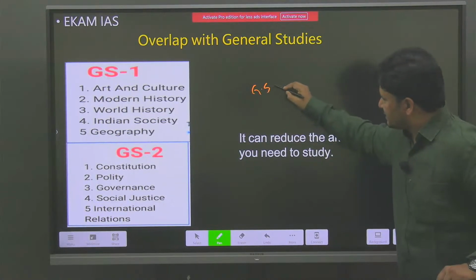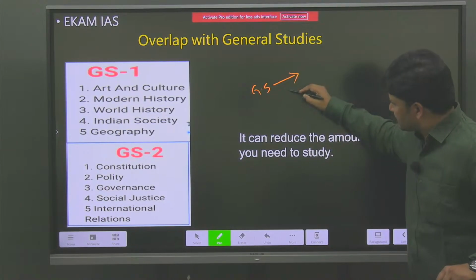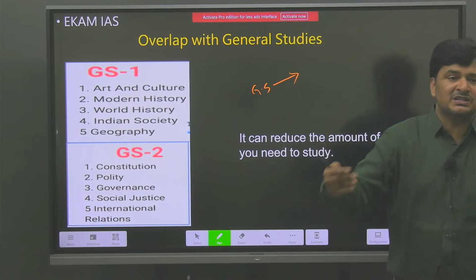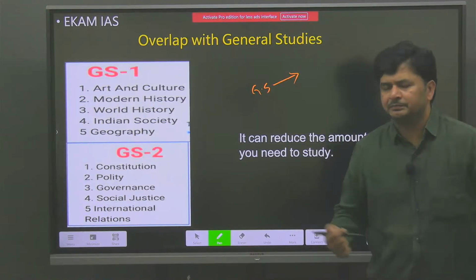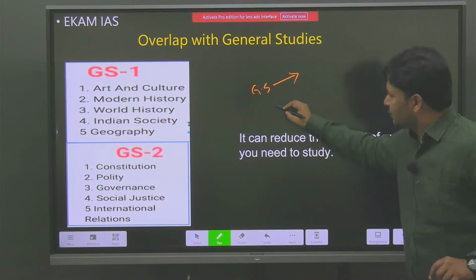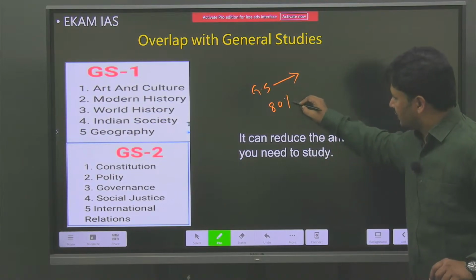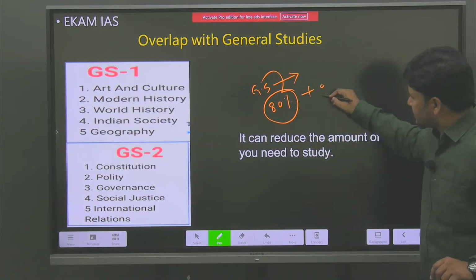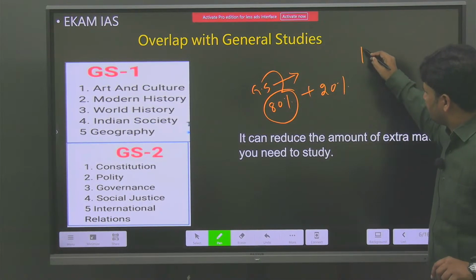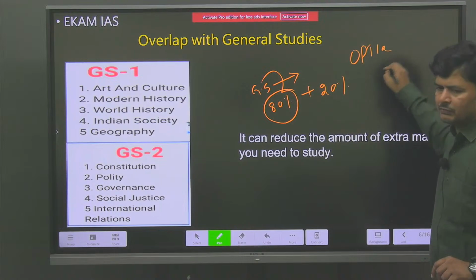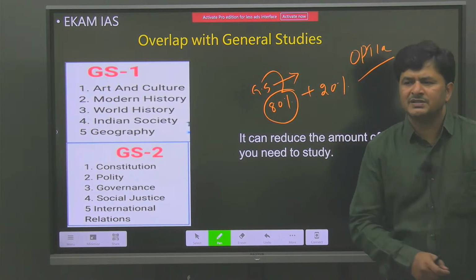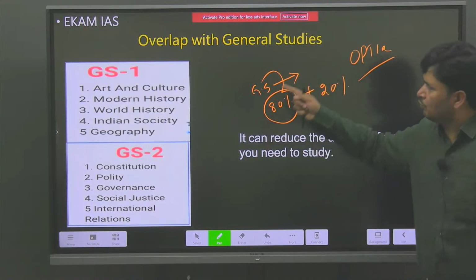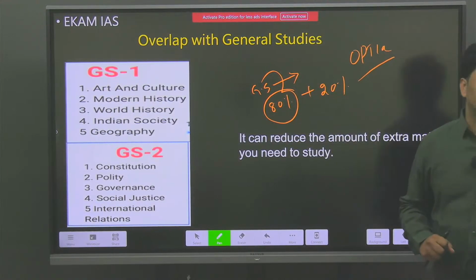General studies history syllabus is an extension to optional history. For example, to make you understand, if you read 80% of the history subject for general studies, only 20% needs to be read for optional. That's it. Only 20%. Because the general studies history syllabus overlaps with optional.